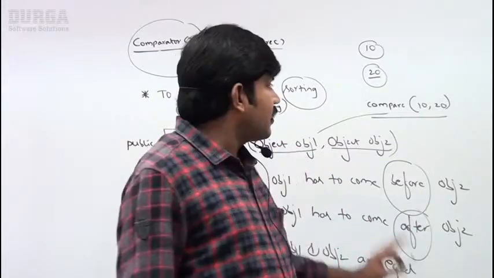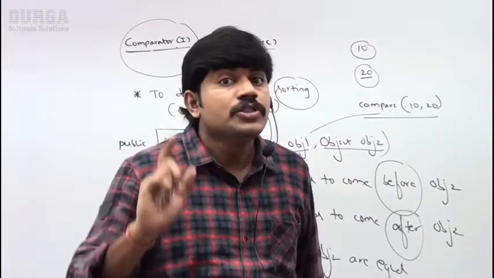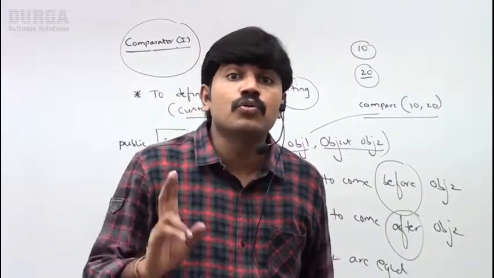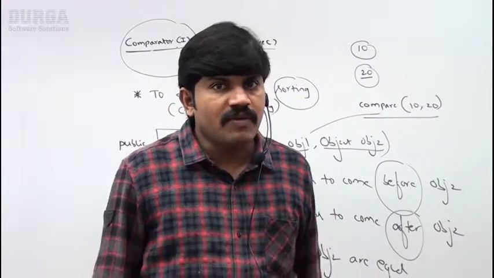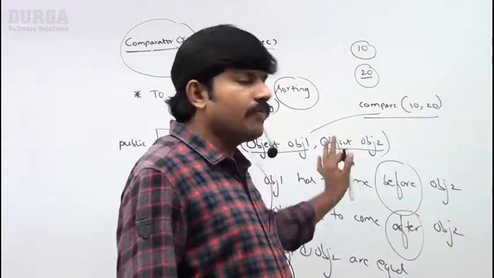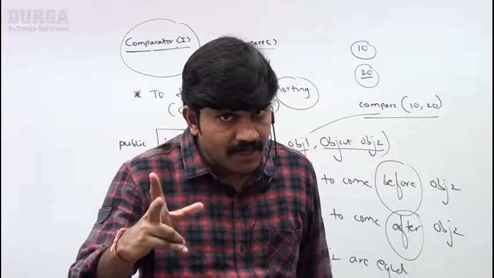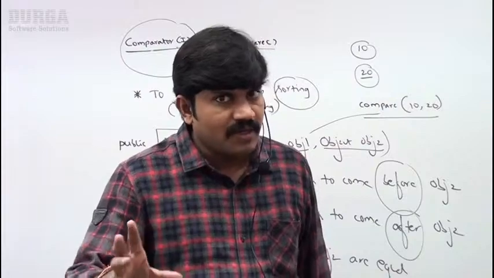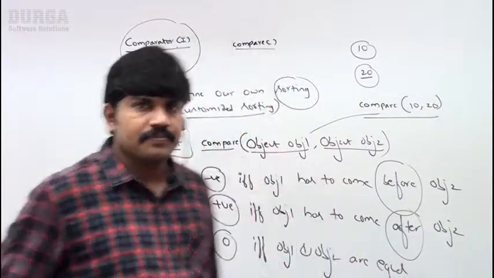Clear, right? So who is going to use the compare method? Internally, the JVM is going to use the compare method to decide the sorting order while inserting your objects into our collection. How you can use this concept, I will discuss. Comparator compare: a positive value means after, a negative value means before, and 0 means equal. Clear?